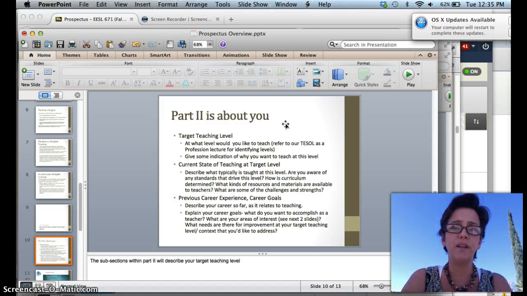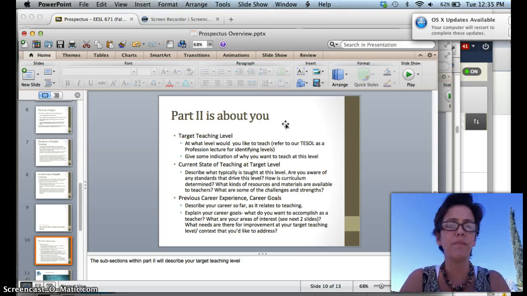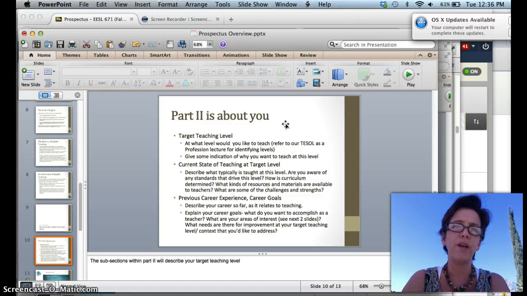The current state of teaching at the target level: you need to describe what's going on currently with teaching at that level. Is it mandatory? What kind of curriculum do they have? Do they have a specific set of standards? Where can we find these standards? What kinds of resources and materials are used? How much time do people spend learning English at that level, etc.? And there you could talk also about some challenges that you noticed at that level.